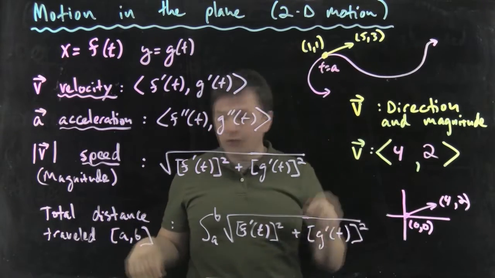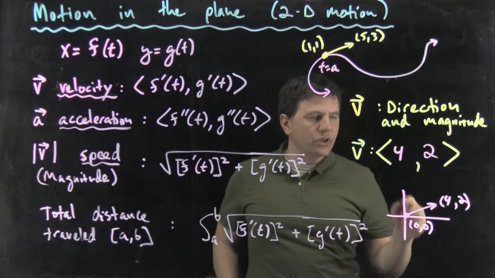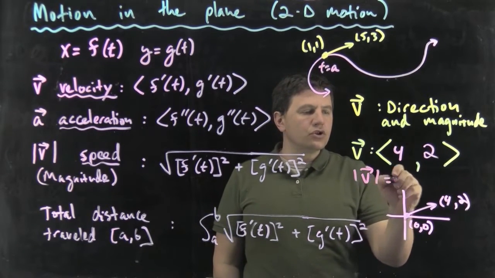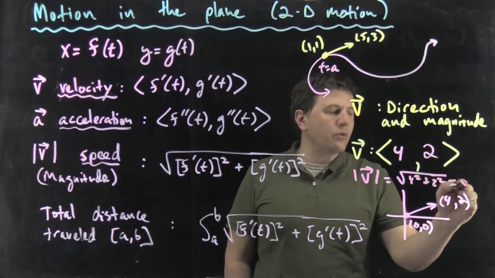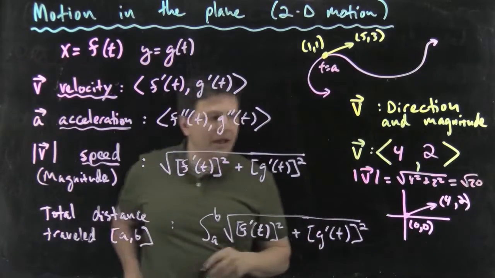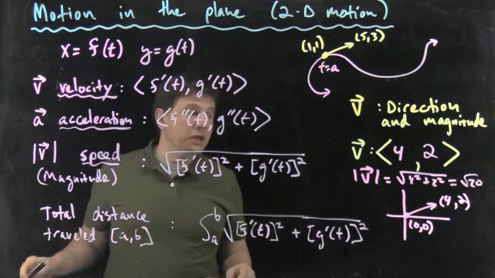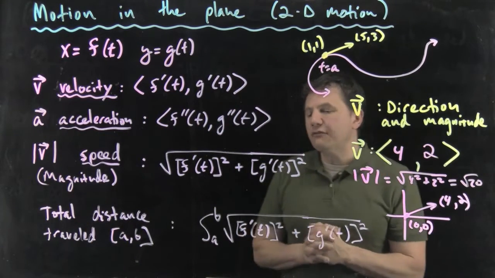and we take the square root. So for instance, the magnitude of this vector, whatever that time was, we don't really care, would be the square root of 4 squared plus 2 squared, so that would be the square root of 20. Don't bother simplifying or anything like that. So that would be the magnitude, which is the speed. Okay? And then total distance traveled, quite a bit different here.